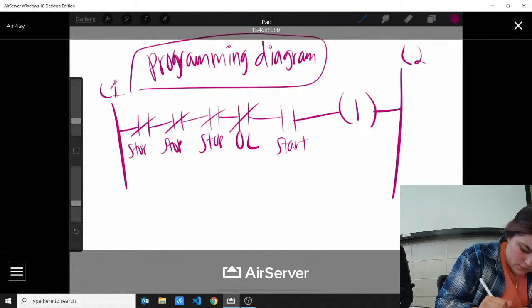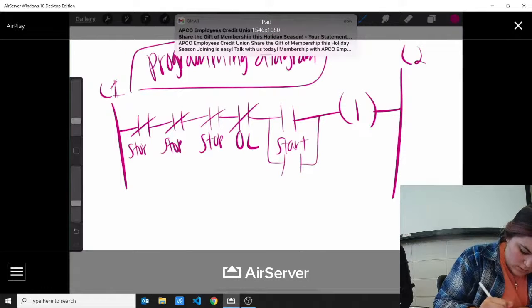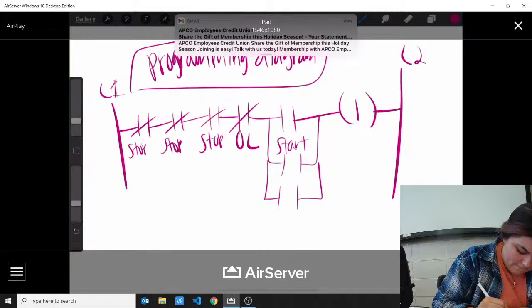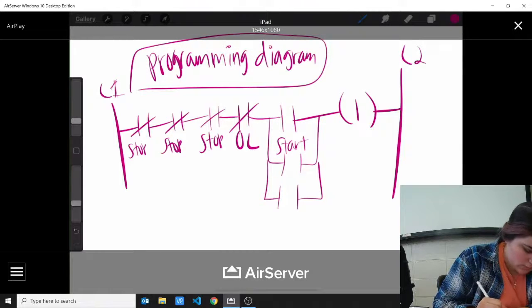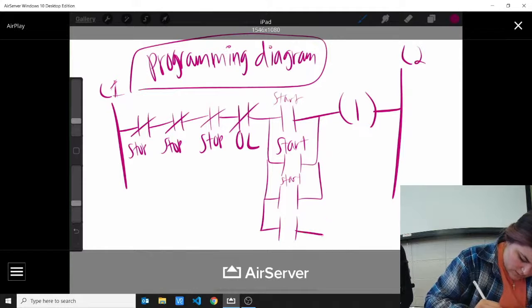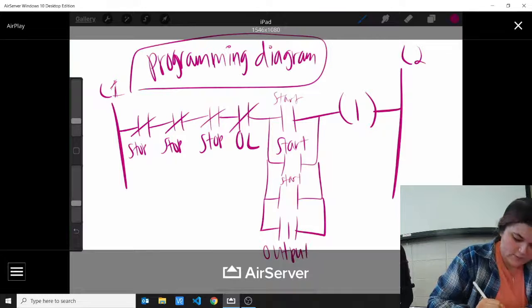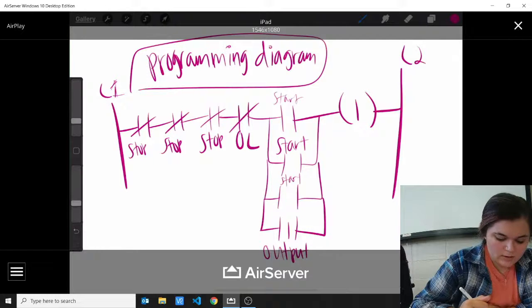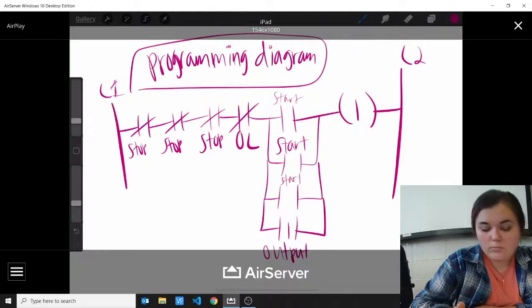So you would have another normally open start, and another normally open start. So start, start. Then you have a normally open, and this is 1, so that would be for your output. So obviously you see that when all that closes in, your output would become energized.